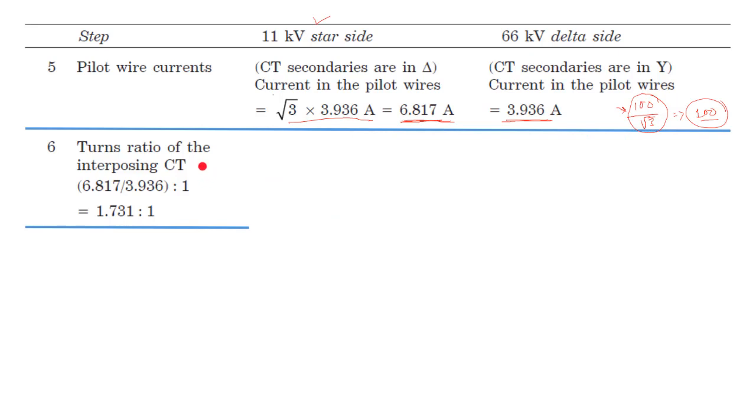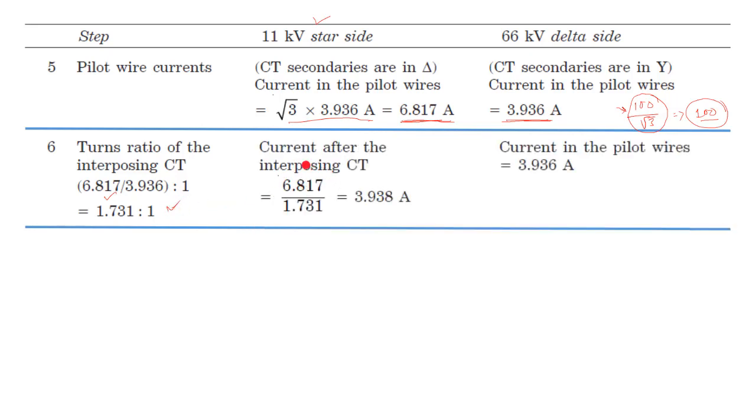So here we make the current balance using the interposing CT, right. The turns ratio of the interposing CT will be 6.817 divided by 3.936 is to 1, so both currents are divided. It will be 1.731 is to 1, that means root 3 is to 1, right.